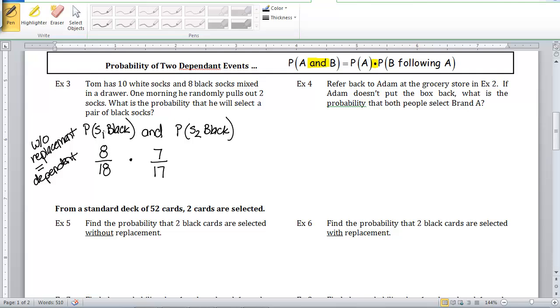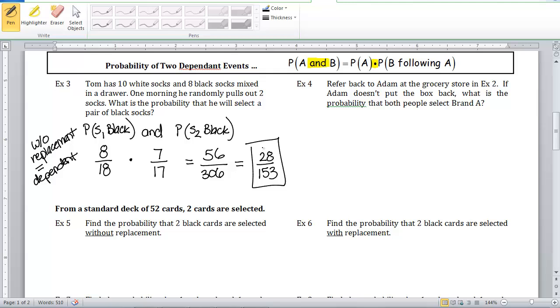And because, again, both events need to happen, that's why we're multiplying. So if I now multiply 8 times 7, I'm going to get 56, and 18 times 17 is 306, and this simplifies to 28 over 153. Let's now look at example 4.